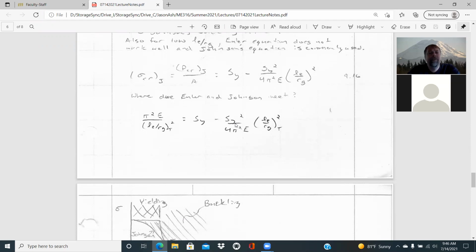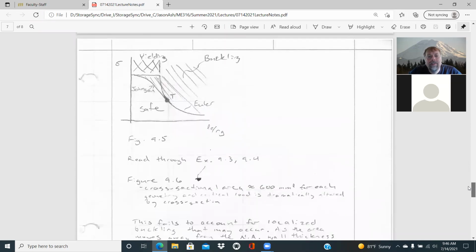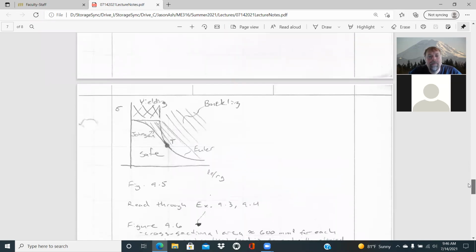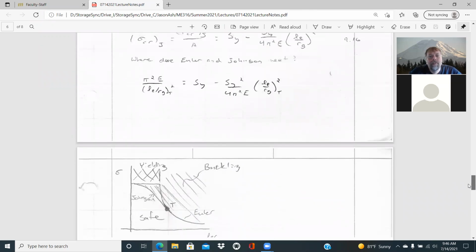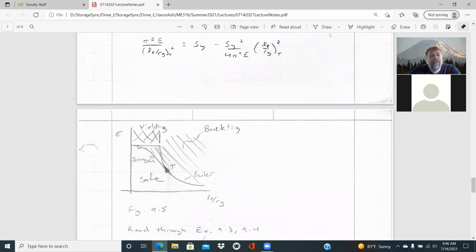And then what we're going to be doing is just taking a look at that. And so if we were to plot that, then we would plot that as the compressive stress that we're dealing with versus the slenderness ratio, the effective length divided by the radius of gyration.